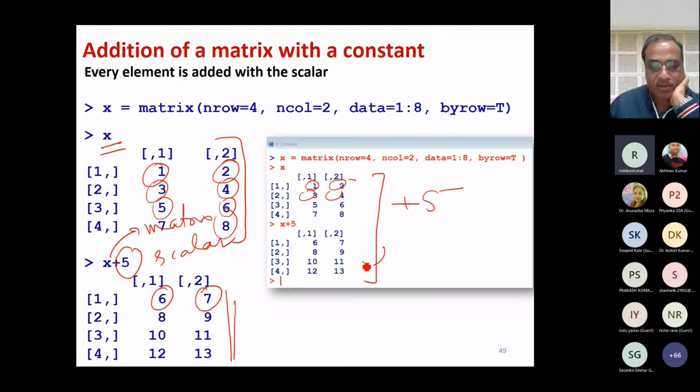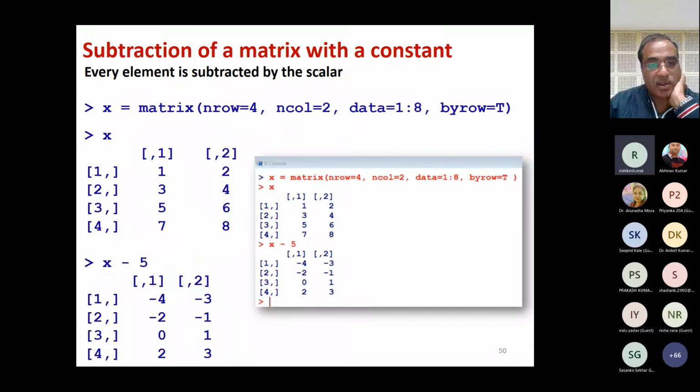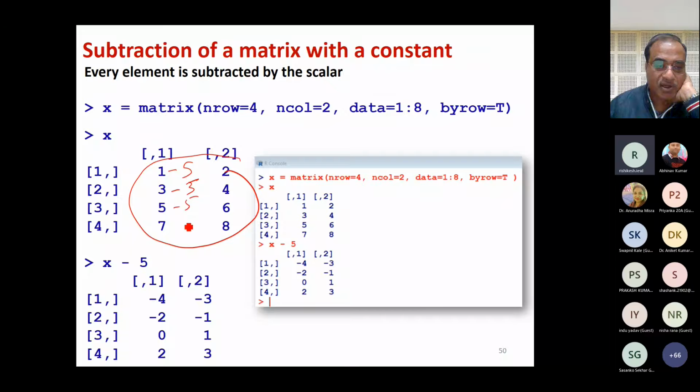This gives you this thing. Right. And similarly, if you want to subtract it, the similar operation will happen: each element in the matrix X is going to be subtracted by 5. So this will become 1 minus 5, 3 minus 5, 5 minus 5, 7 minus 5, and so on. 2 minus 5, 4 minus 5, 6 minus 5, 8 minus 5. And we get this type of operation.